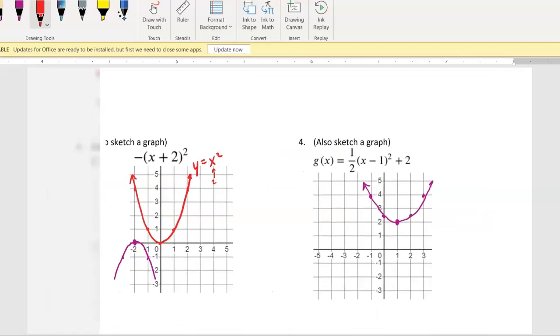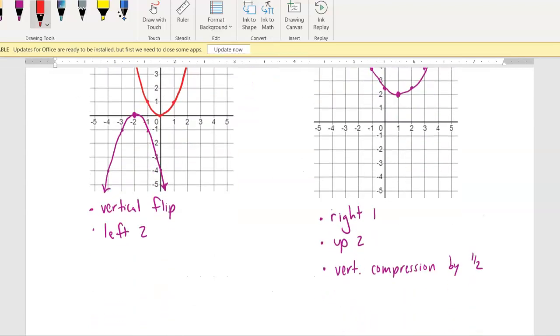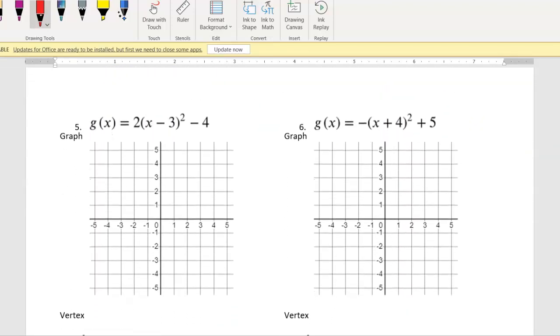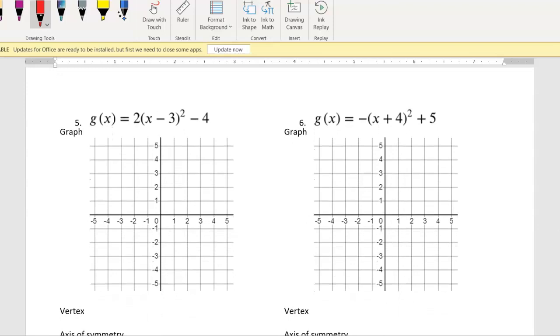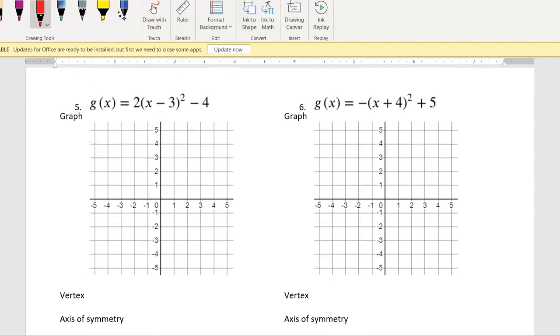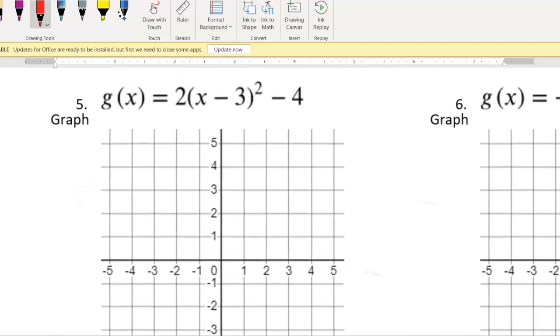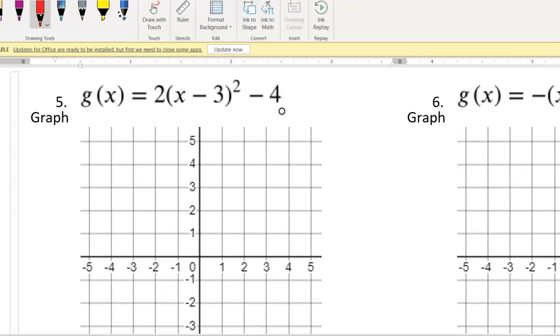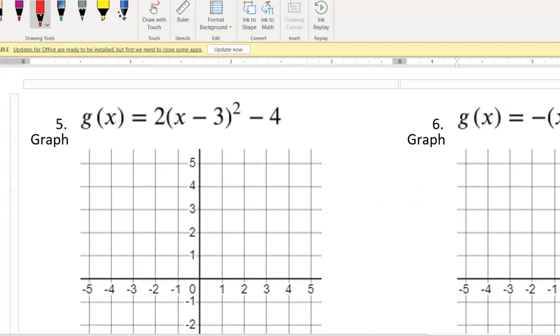All right, so I've used some vocabulary that we should be familiar with. So let's look at the next page. And let's do number 5 together. We're going to talk about the different transformations, and then we're going to talk about some of this vocabulary. All right, let's talk about the transformations first. So this first one, we see that it's going to move to the right 3, down 4.